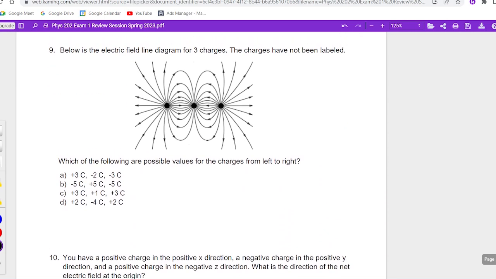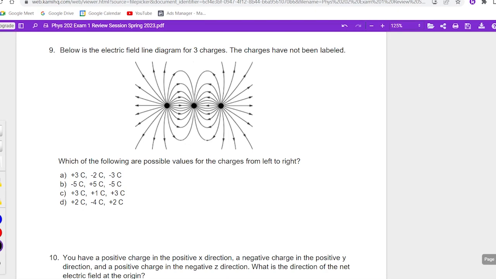Number 9, below is the electric field line diagram for 3 charges. The charges have not been labeled. Which of the following are possible values for the charges from left to right? I want you to try this one on your own. I'm going to give you a minute to do it. And just remember that electric field lines always point away from positive and towards negative. So I'm going to give you a minute to do this right now.